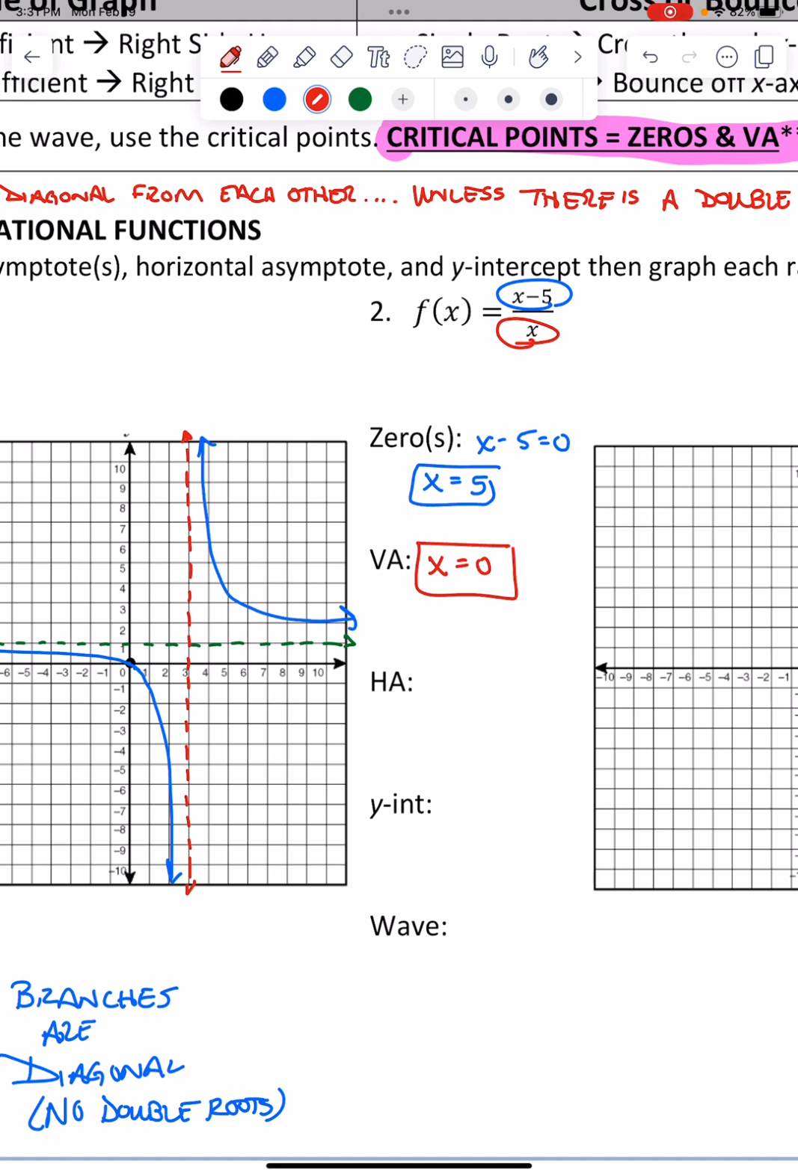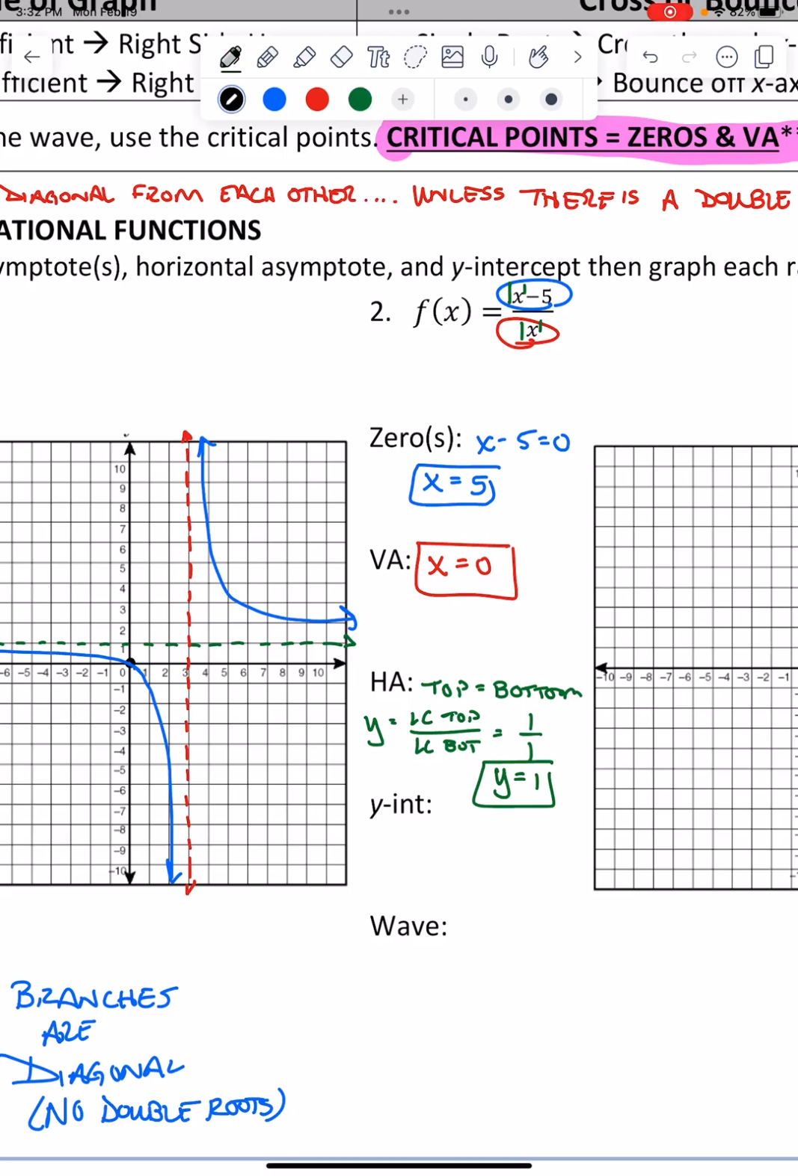Horizontal asymptote, again, we check the degree. So both of those are x to the first. So the degree of the top is the same as the degree of the bottom. So we go leading coefficient of the top, leading coefficient of the bottom. Those are, again, 1 over 1, right? So it's at y equals 1.